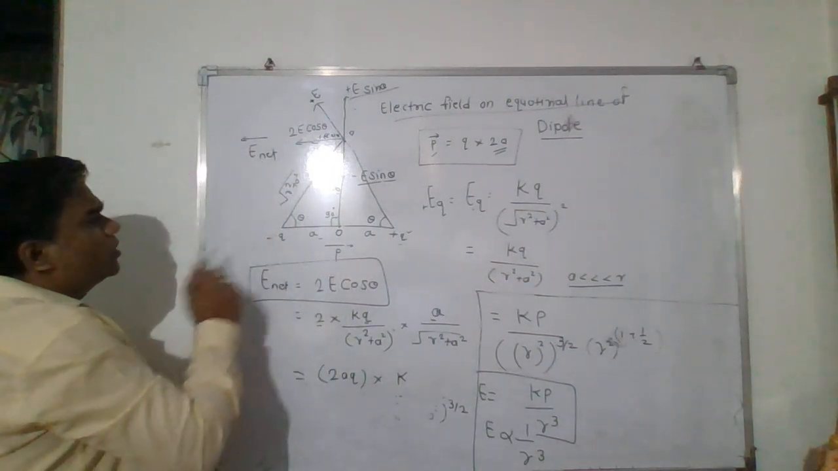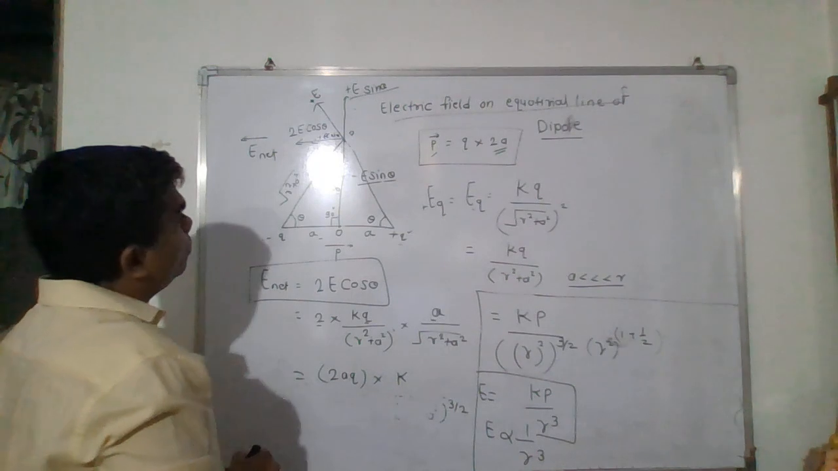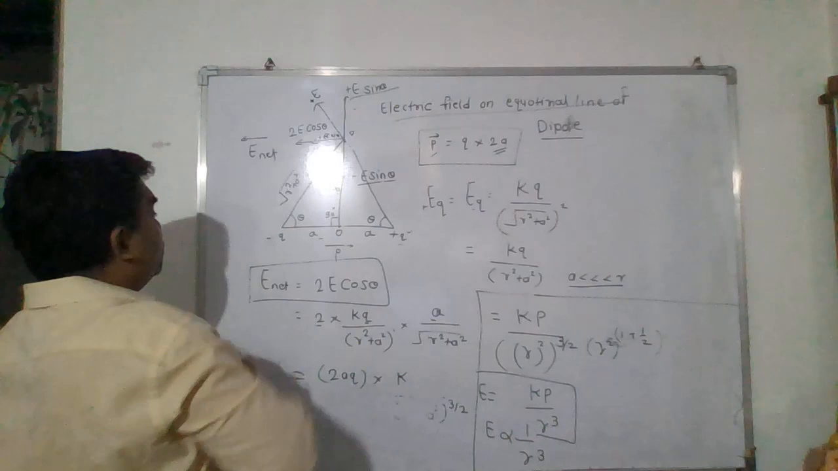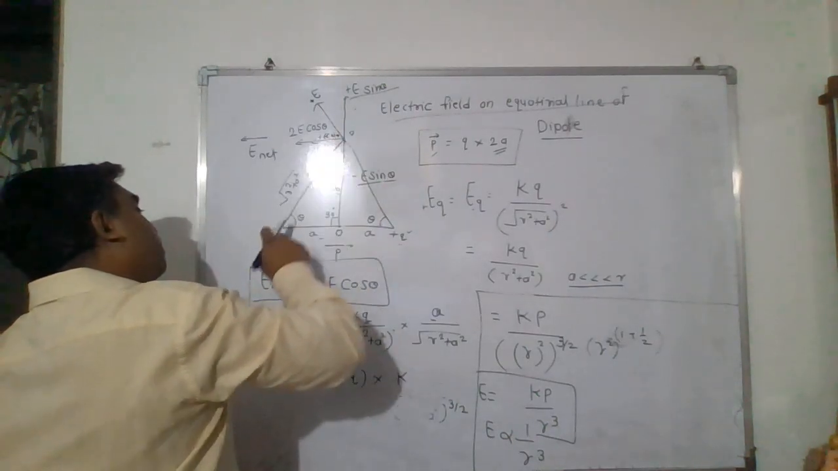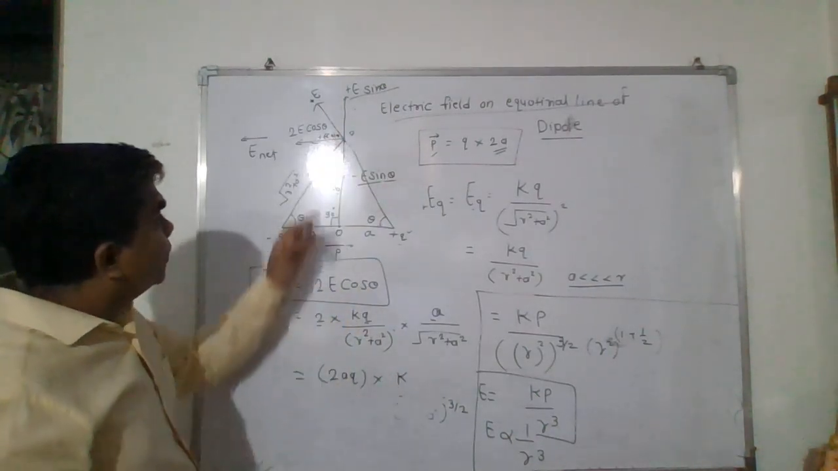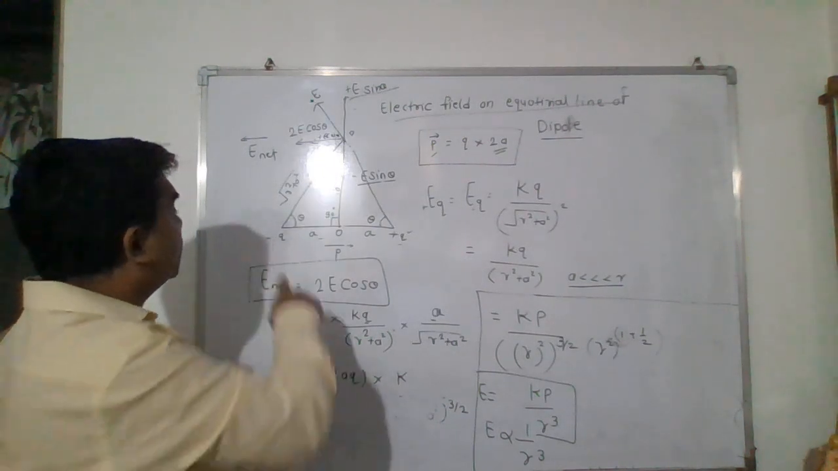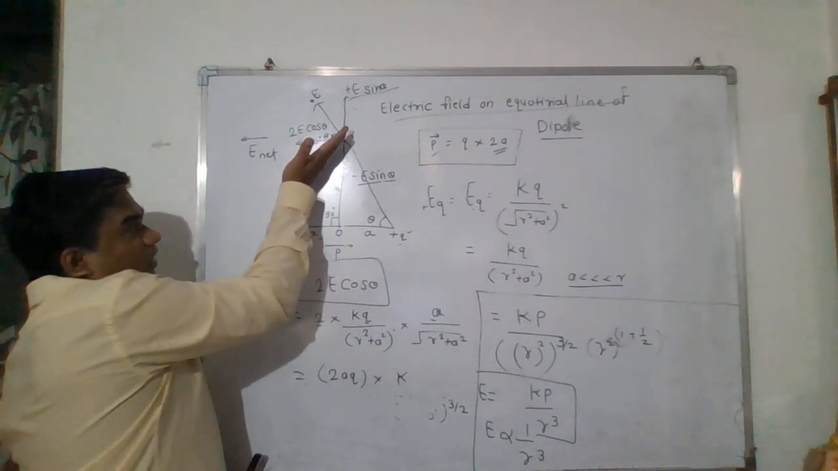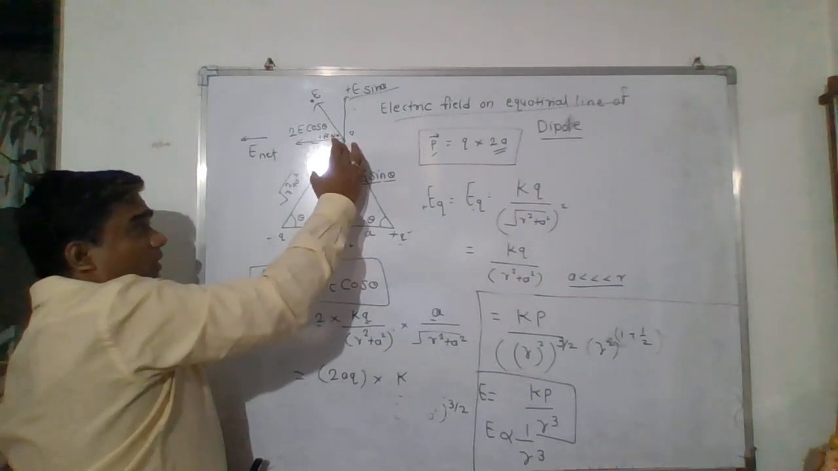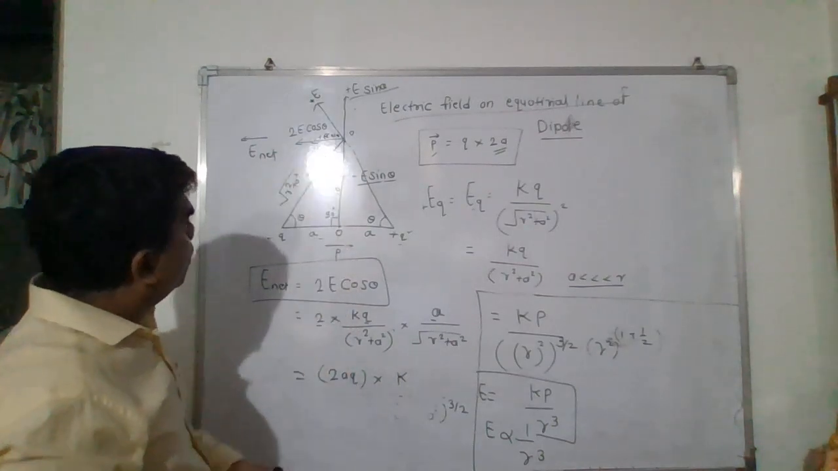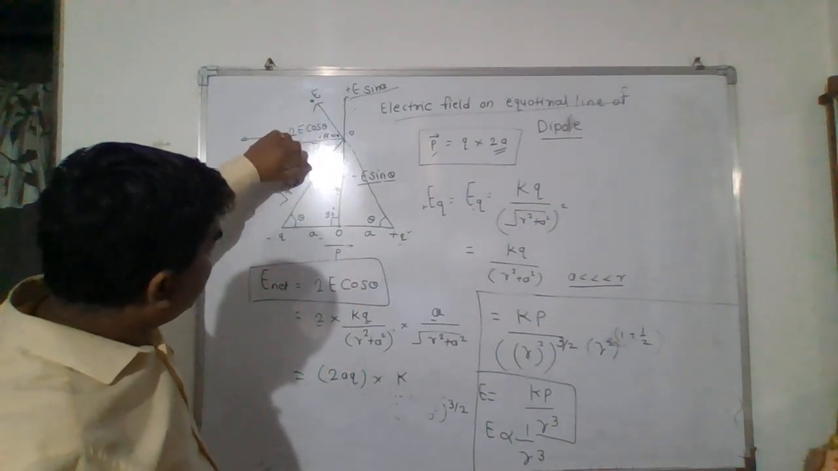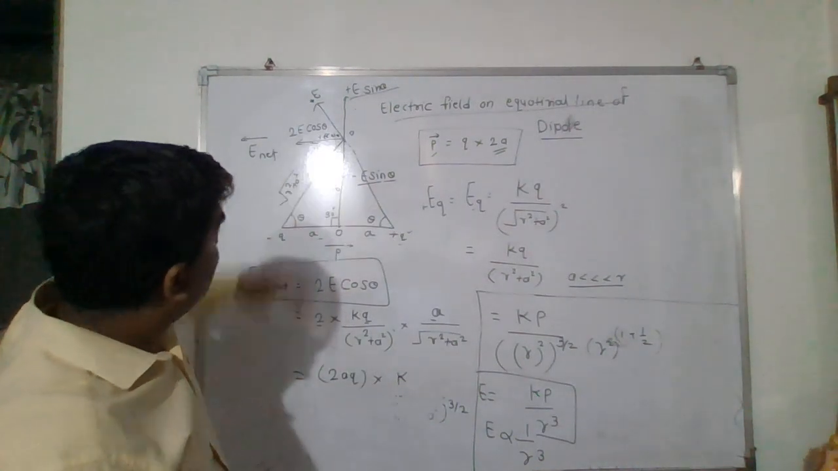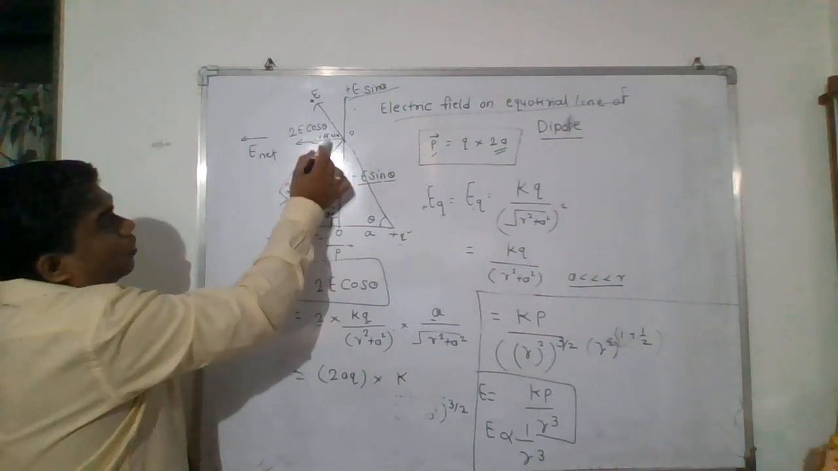Similarly, for minus q also, we have to resolve the electrical field at point P. Because of the minus q, the electrical field E acts along the line minus q to P, but towards the minus q. That means like this, in a downward direction. Now this minus E also we have to resolve into two components: minus E sine theta, and here minus E cos theta.